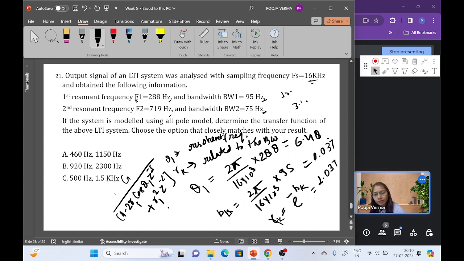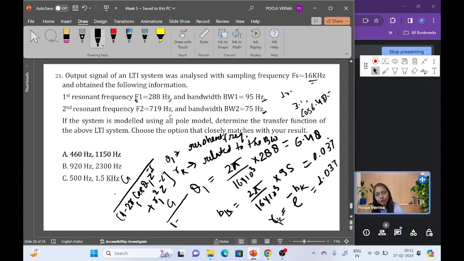So now G divided by 1, what is the R1? R1 is 1.037 multiplied by this 2. So you will get multiplied by 2 and cos theta 1. Theta 1 is 6.48. So what will be the value of cos 6.48?